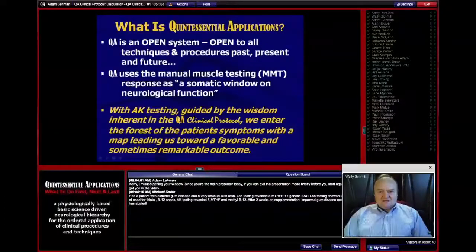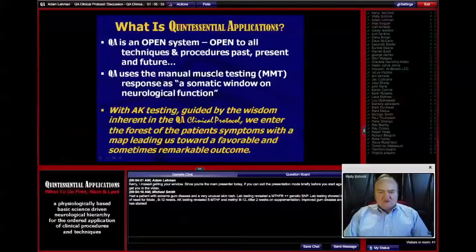Now, what is Quintessential Applications? QA is an open system, open to all techniques and procedures past, present, and future. QA uses the manual muscle testing response as a semantic window on neurological function. So we use muscle testing. We come from a background of applied kinesiology. And with AK testing, guided by the wisdom inherent in the QA clinical protocol, we enter the forest of patients' symptoms with a map leading us toward a favorable and sometimes remarkable outcome. Basically, Quintessential Applications is what to do first, next, and last.